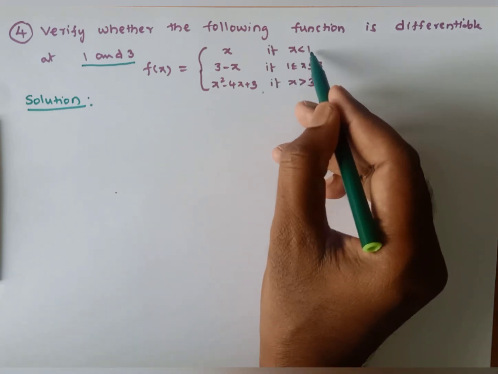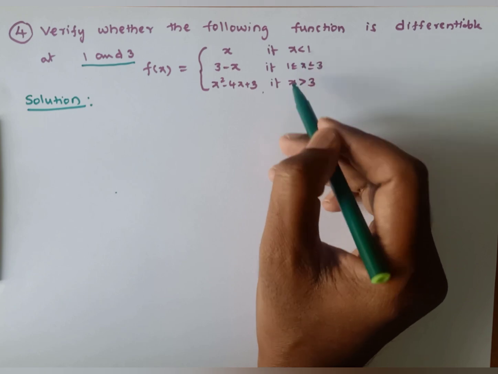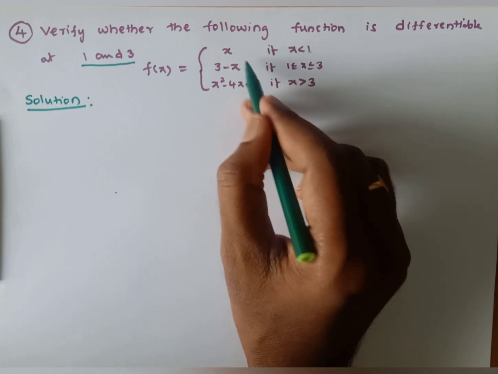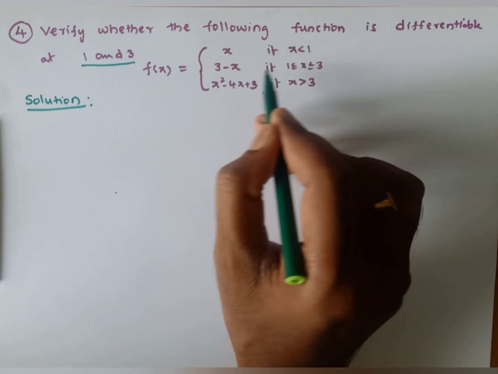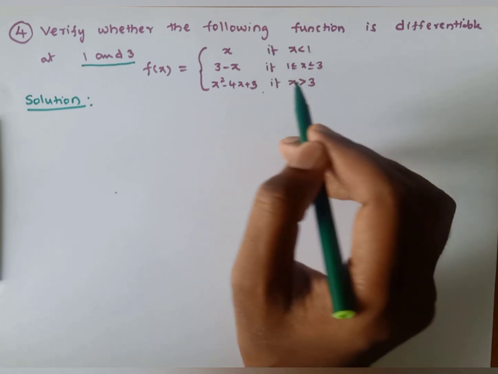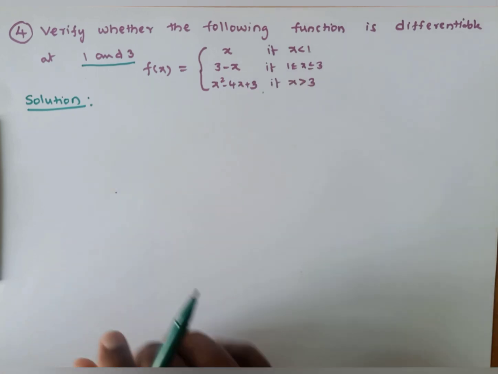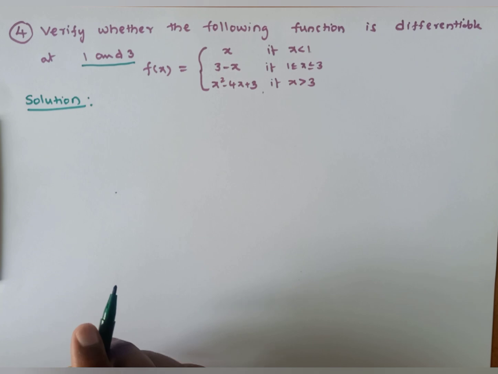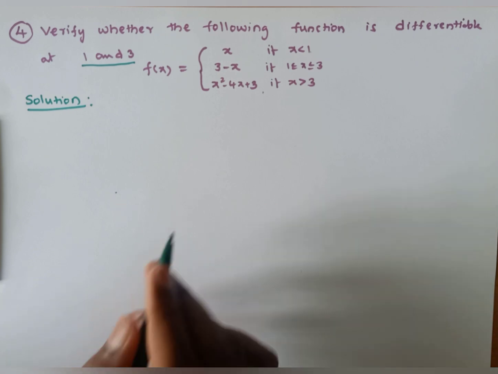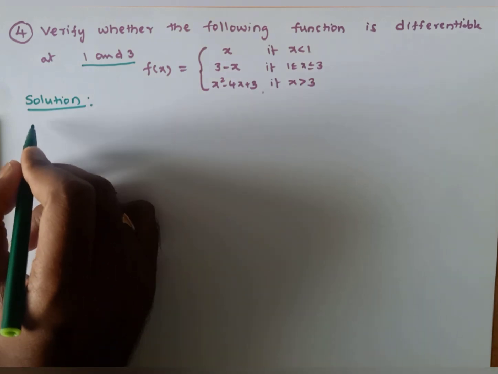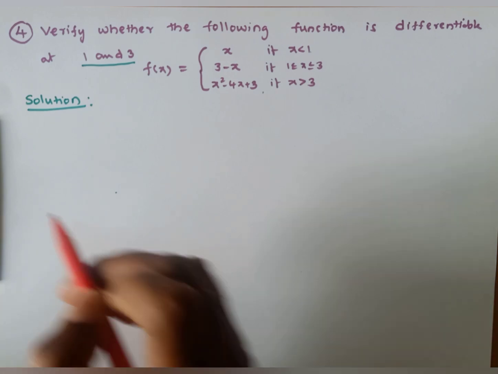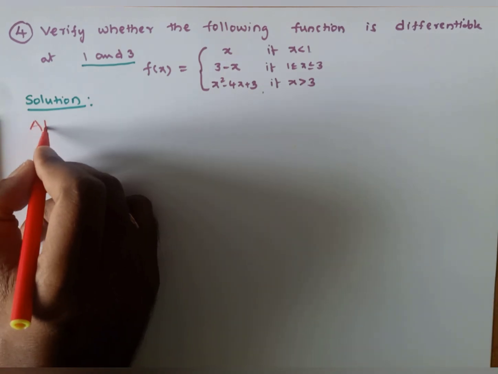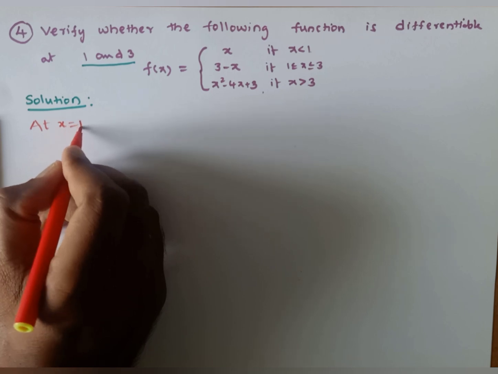So what you need to find is differentiability at 1 and 3. When x is less than 1 there is one function, when greater than 1 there is another function. For less than 3 there is 3 minus x, and for greater than 3 there is this one. So here compulsorily we need to use the concept of limit, and the concept of limit for differentiation. So we have an alternative formula for derivative, right? So first find out the derivative of this at x equals 1. First let's check x equal to 1, the left hand derivative and right hand derivative.